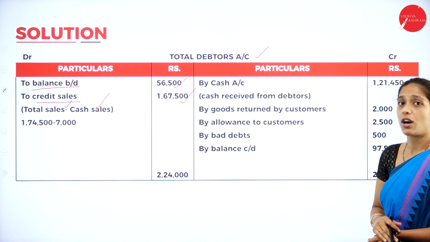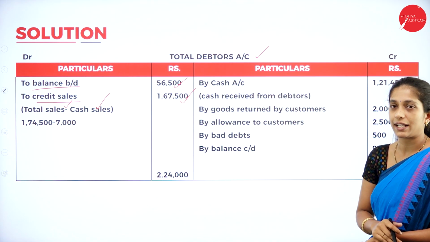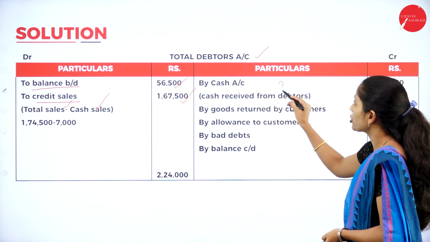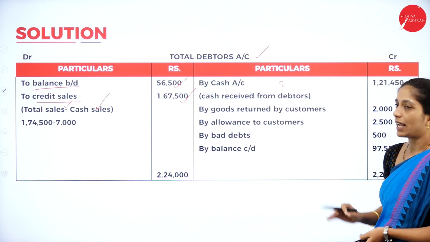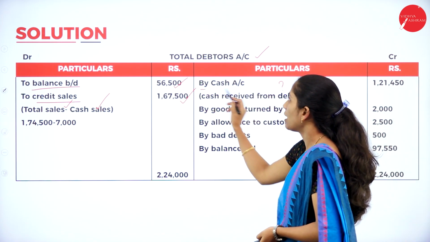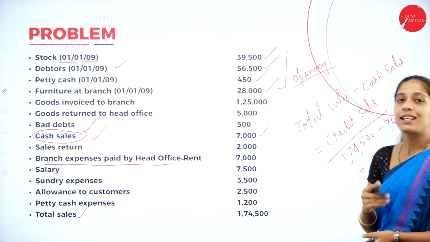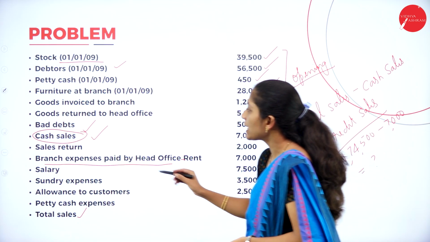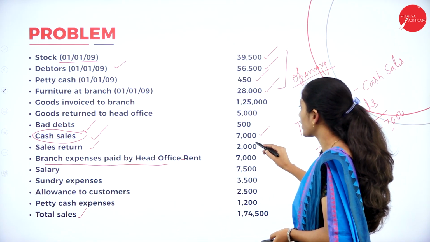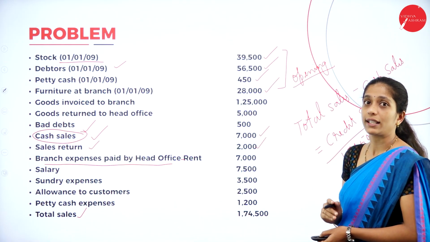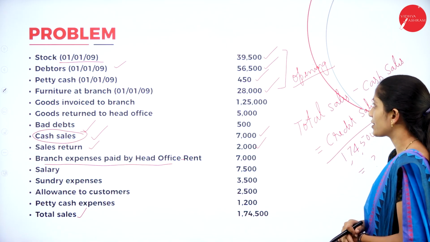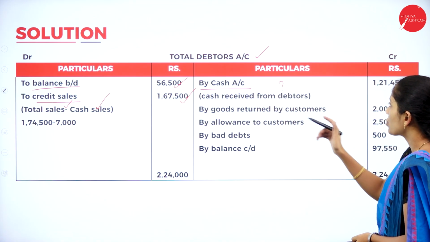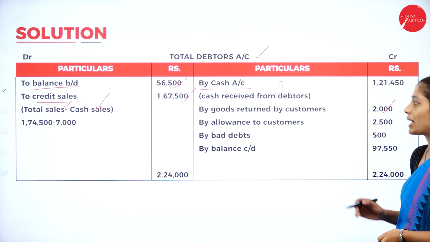So what do you have to record? Cash received from debtors. We don't know what the cash received from debtors is, so let it be like that. Write by cash account and leave the space. Next we have to record goods returned by customer. It's nothing but what? Sales return. How much have they given? 2,000. So record that, goods returned by customers 2,000.